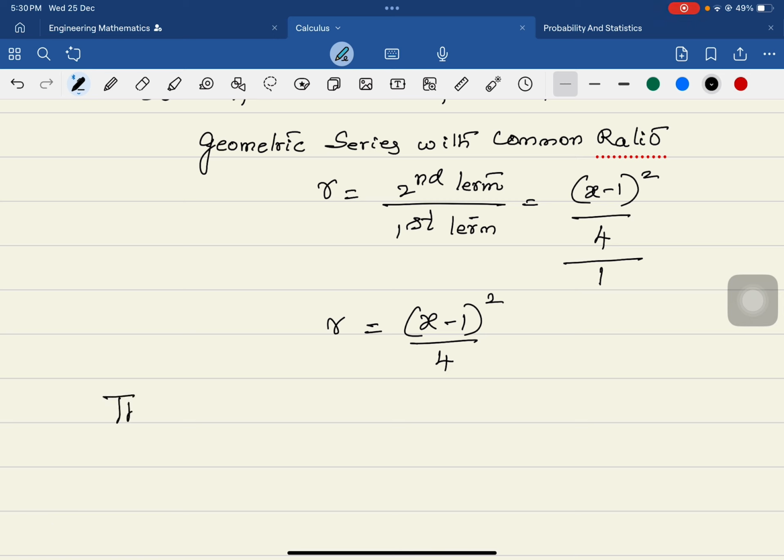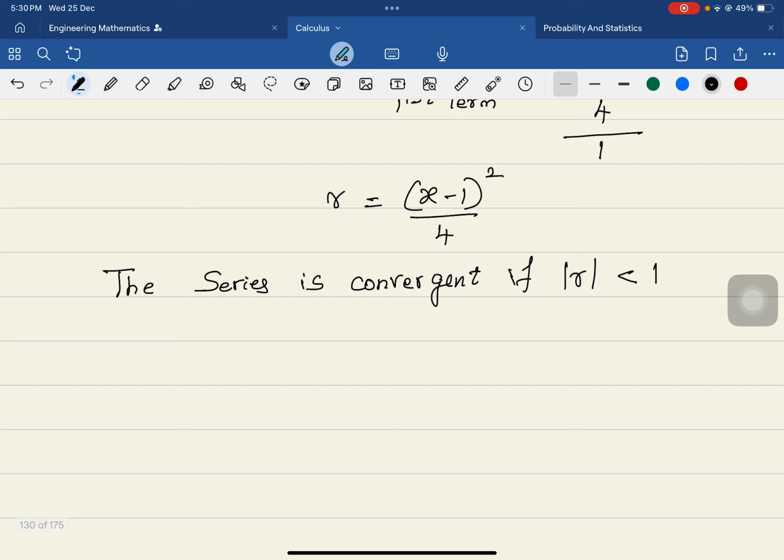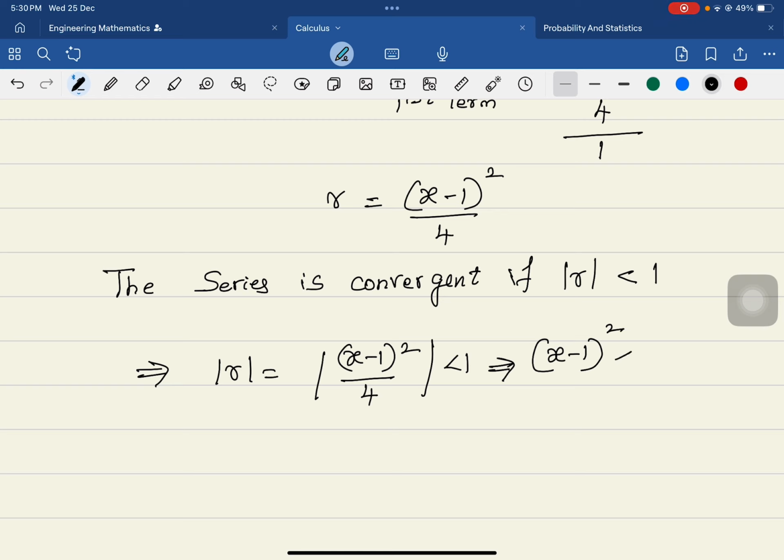Now the geometric series is convergent when mod r is less than 1, correct? So now what do you mean by mod r here? That implies mod r, given by modulus of (x minus 1) the whole square by 4, is less than 1. So what does it imply? (x minus 1) the whole square is less than, multiplying by 4 on both sides, so it is less than 4. I hope it is clear.